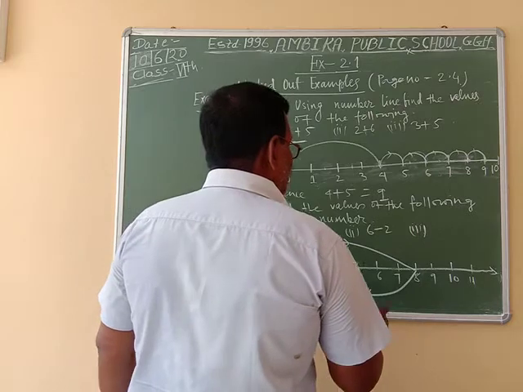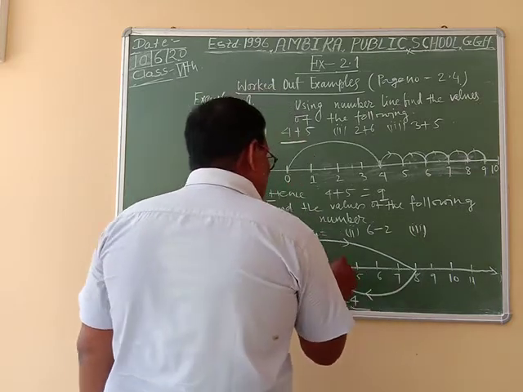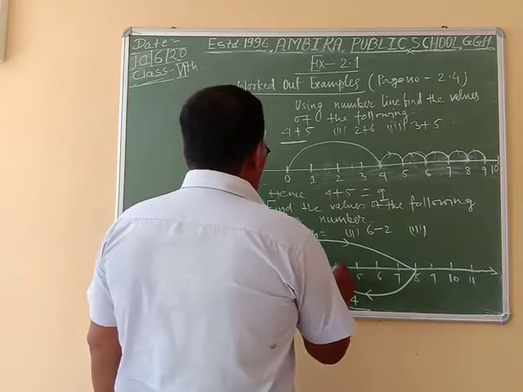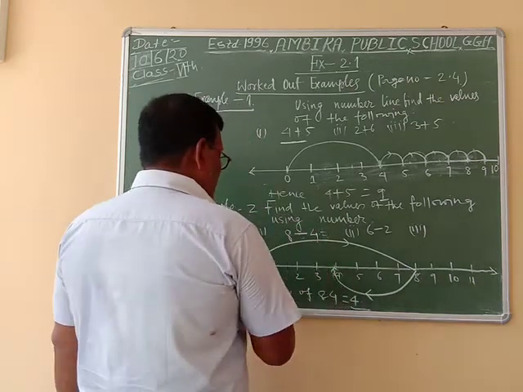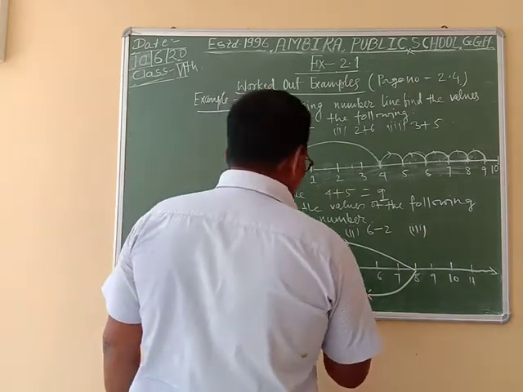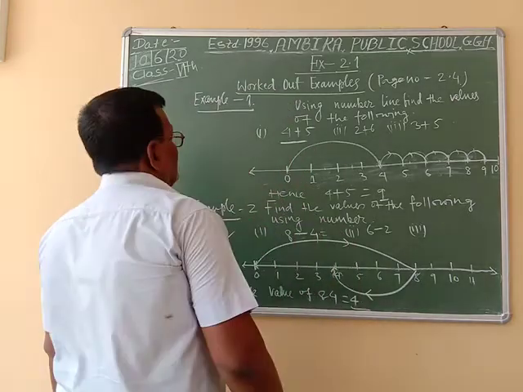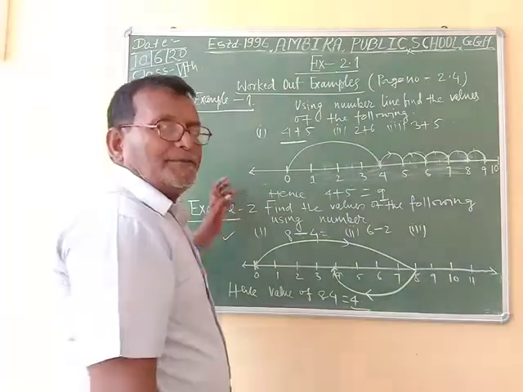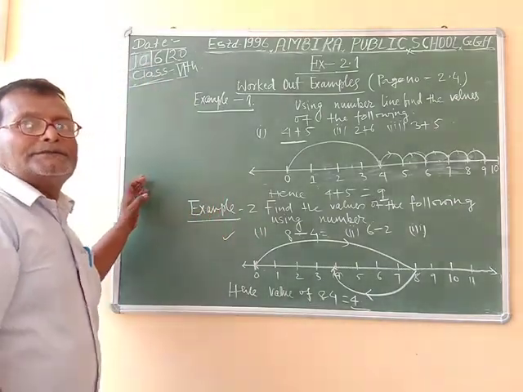Moving 4 steps left, we reach at point 4. Hence, it indicates 4 is the value of 8 minus 4. Hence, value of 8 minus 4 is equal to 4. In this method, you can add and subtract the given numbers by using number line.